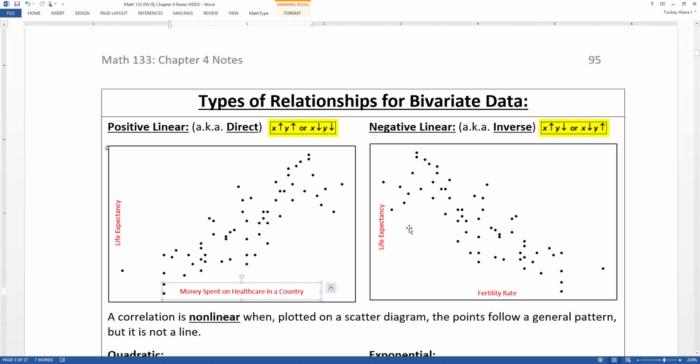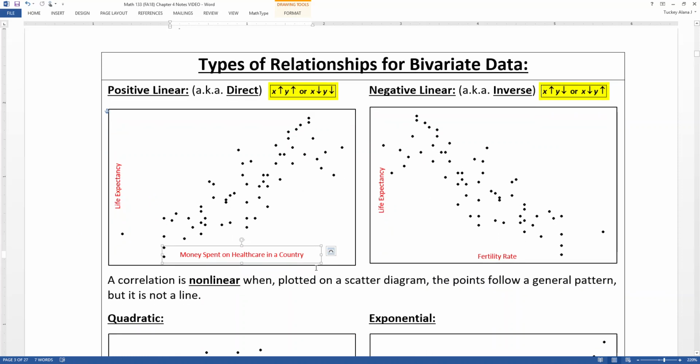Now, is it a lockstep relationship? If you spend money on healthcare in a country, will it automatically mean your life expectancy goes higher? The answer to that is no. This is an algebra class. This is statistics. So the answer is maybe. Depends on where you spend it. Depends on how you spend it, etc.